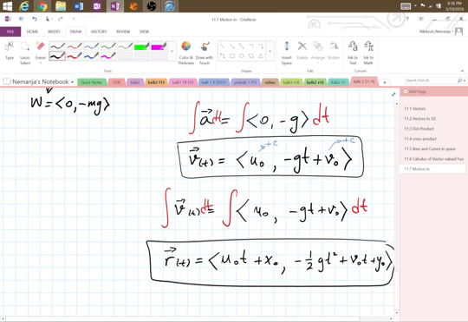All right. Guys, that's motion in space. You know it from before. Take some derivatives, take some integrals. Done.